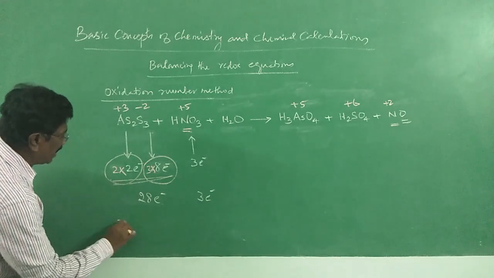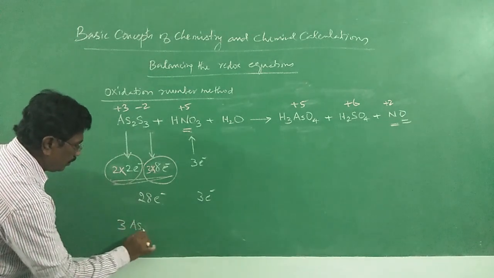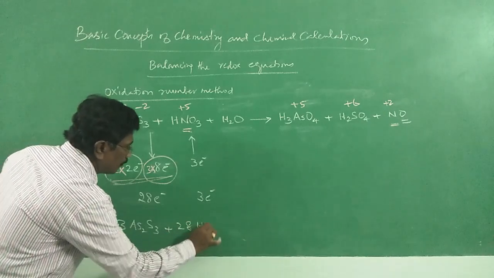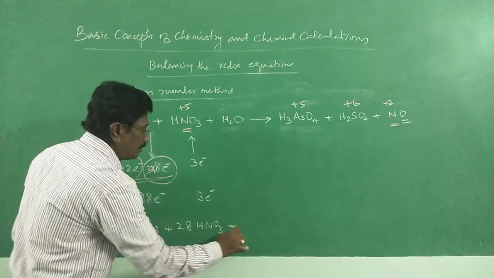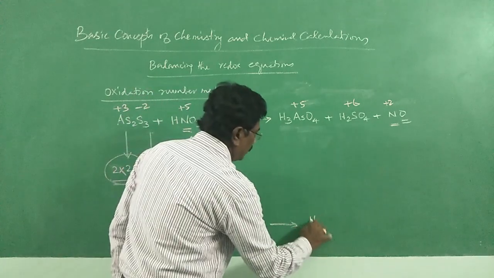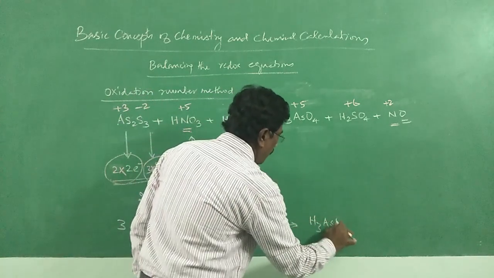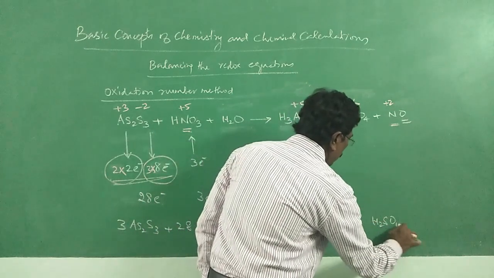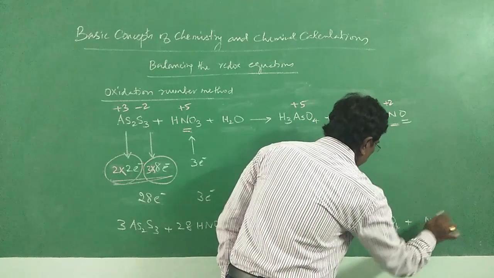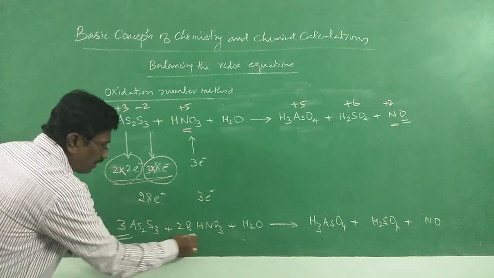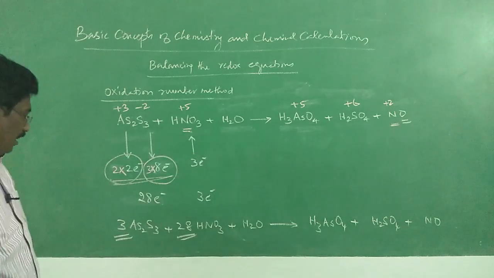in any redox reaction. Therefore, we have to cross multiply. Here we get 3 As2S3 plus 28 HNO3 plus all other things, let me write as such, H3AsO4 plus H2SO4 plus NO. We have balanced only these two. Based upon that, we have to balance the other side.